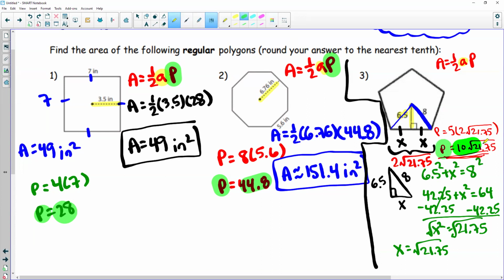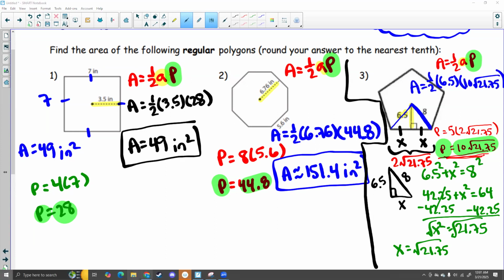Here's our perimeter. We're going to plug that in here for capital P. So if we're looking at our formula here, we have the area is equal to 1/2 of the apothem, which is 6.5. And I'm realizing I'm going to run out of space here, so I'm just going to write it in here. So we have area is equal to 1/2 of 6.5 times our perimeter, which is 10 root 21.75. Okay, and so we're just going to multiply that out.